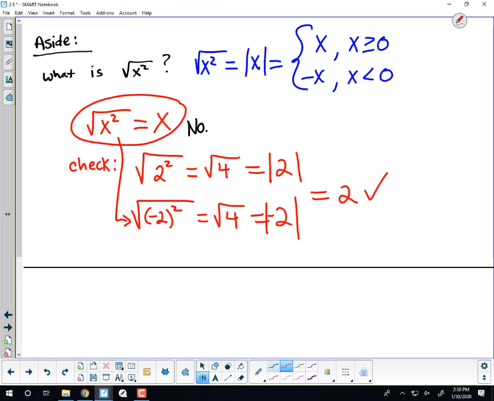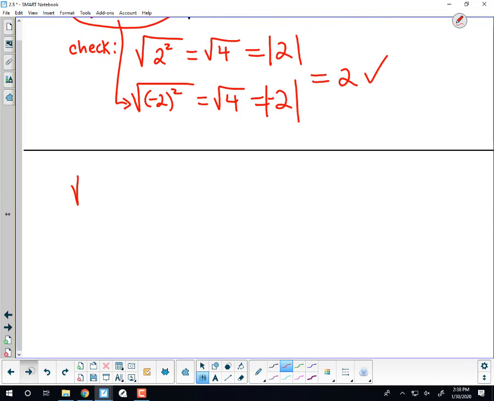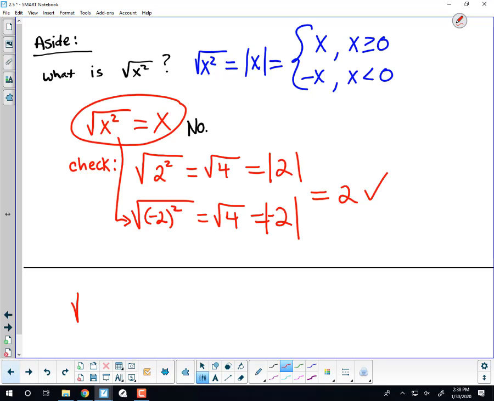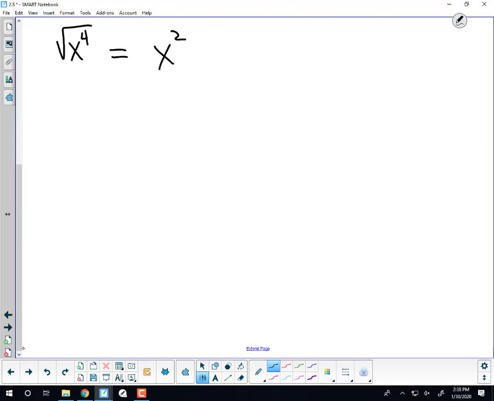Okay, so in continuing with this notion, what would the square root of x to the 4th be? What's the square root of x to the 4th? X squared. Everybody agree? What's the square root of x to the 6th? X to the 3rd? What do y'all think?